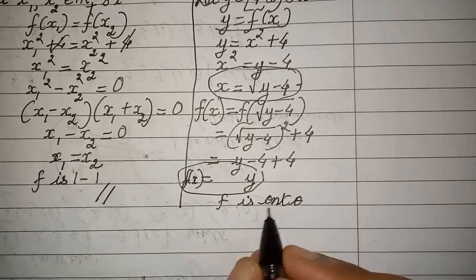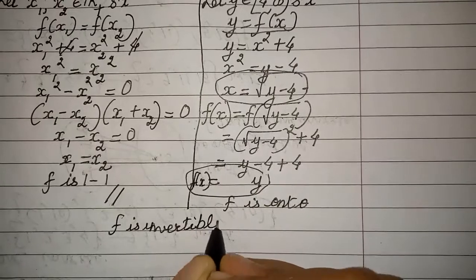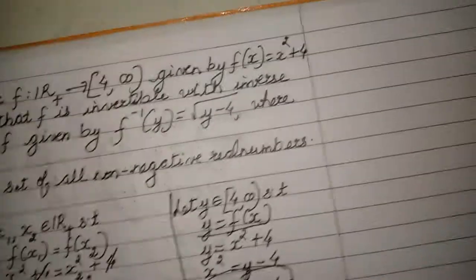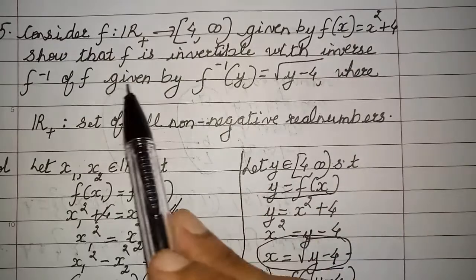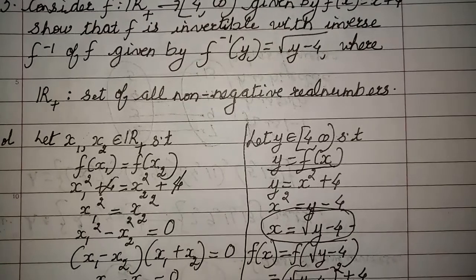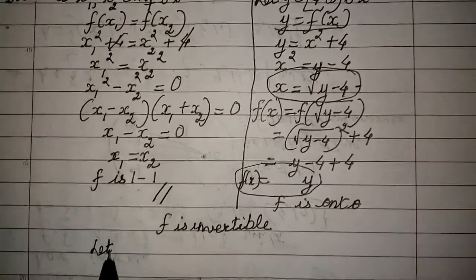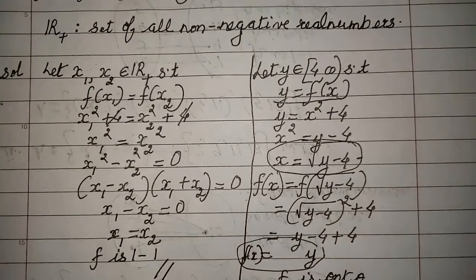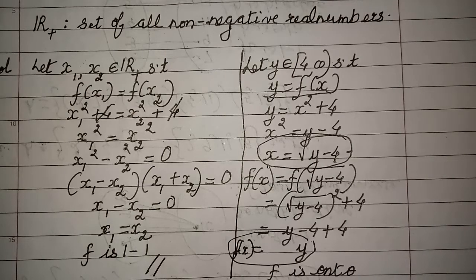Now because f is one-one and because f is onto, f is invertible. Yes. Now the next part of the question is you have to find f inverse. So f is invertible with the inverse of f given by f inverse of y is equal to square root of y minus 4. Now you know that, children, to find f inverse, what am I going to do? I am going to take y, let y be equal to x square plus 4.